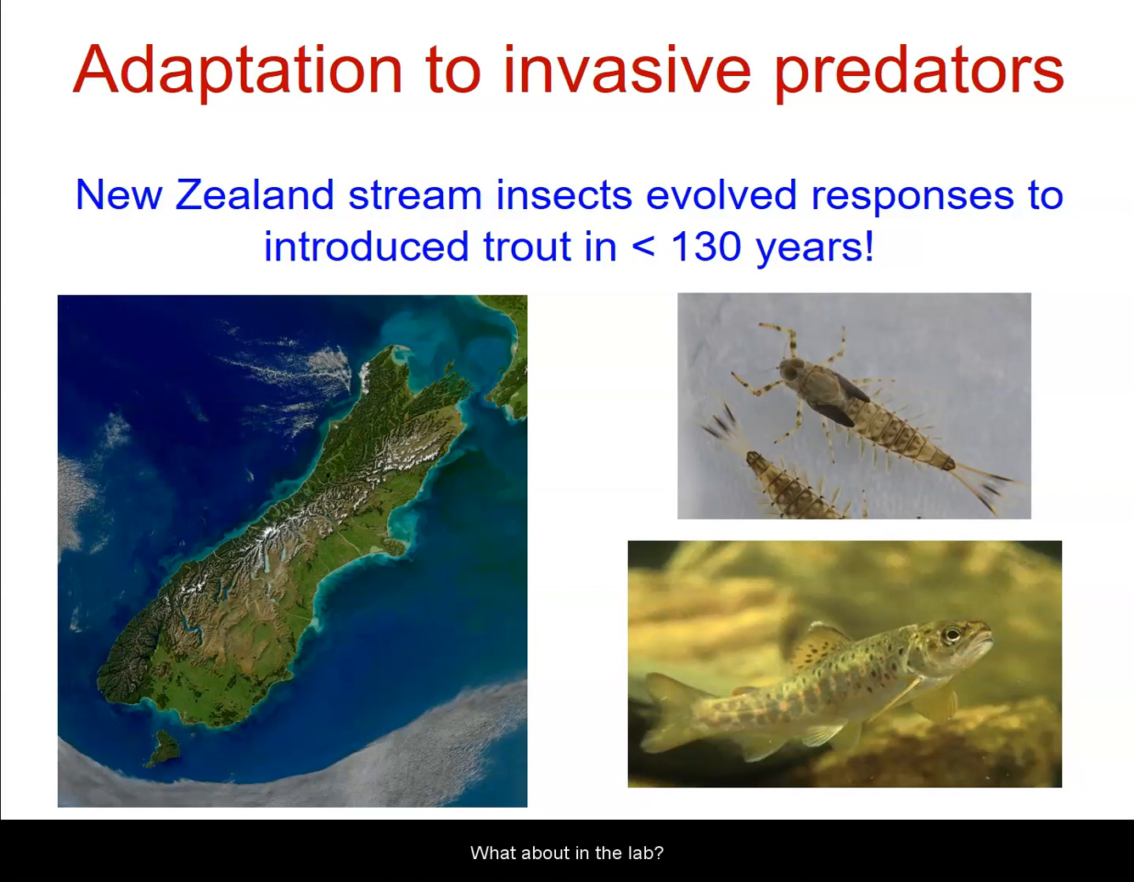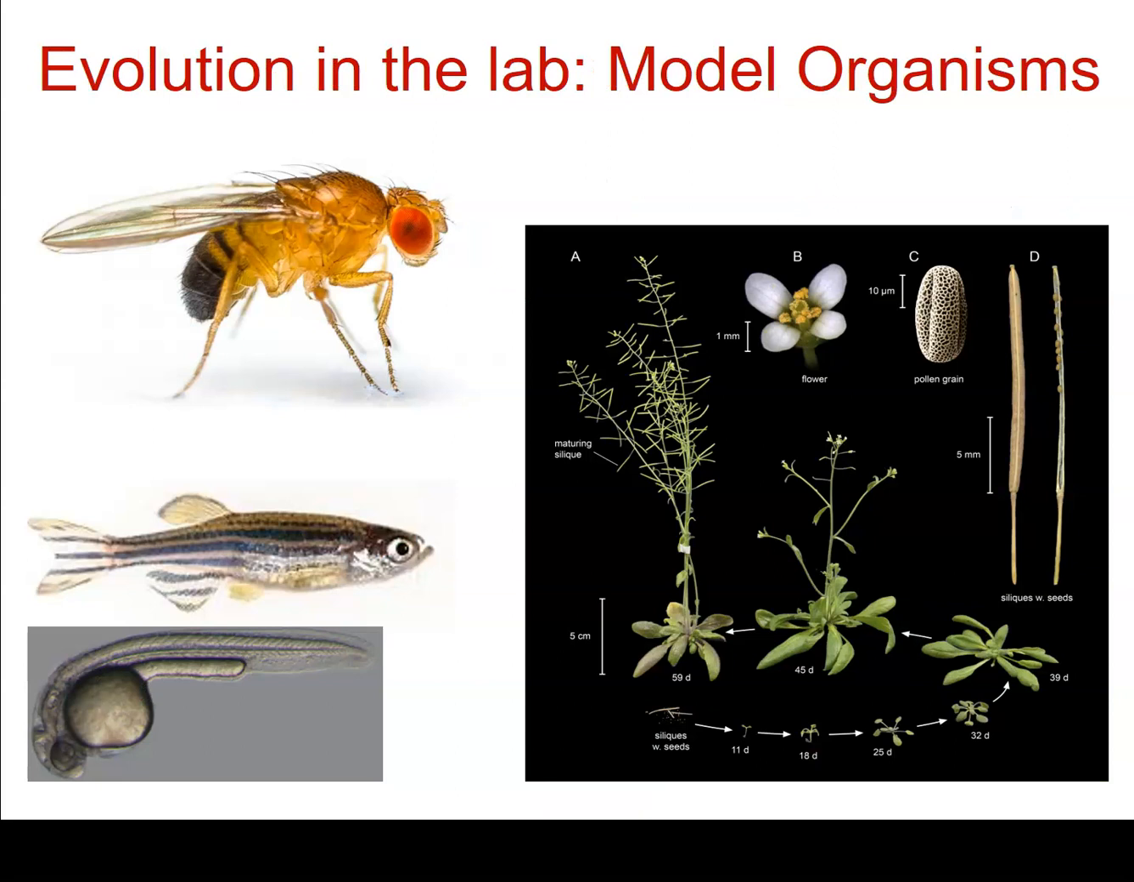What about in the lab? If you're going to look at evolution in the lab, you need what are called model organisms. You need organisms that are generally small-bodied and have a quick development time. Fruit flies, for example, can develop from eggs to adults within 3 days. Zebrafish, here on the bottom left, can develop in 2 days. And Arabidopsis, which is this plant on the right, can develop within a couple of weeks.